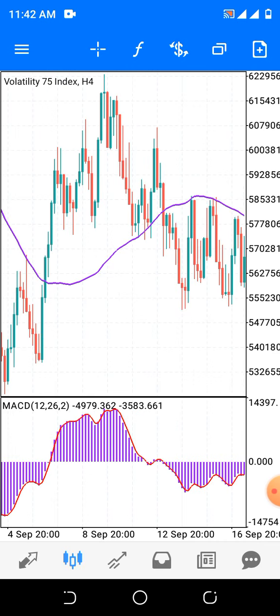It is applicable on the volatility 75 index, 4-hour time frame.